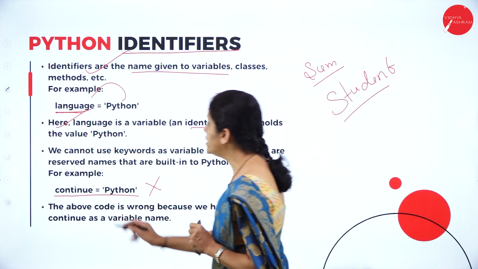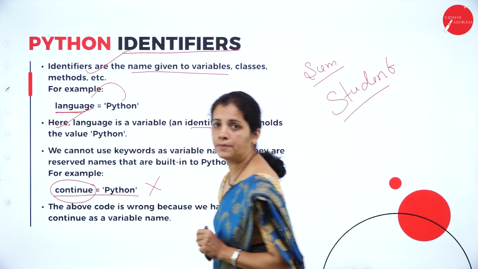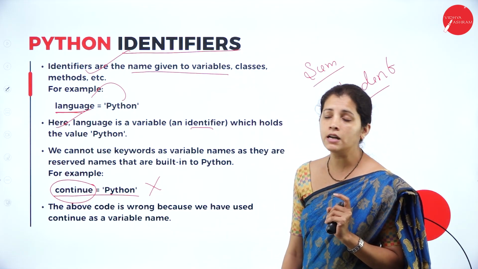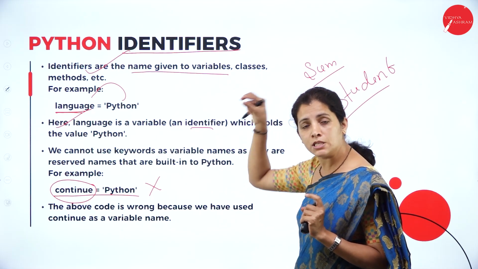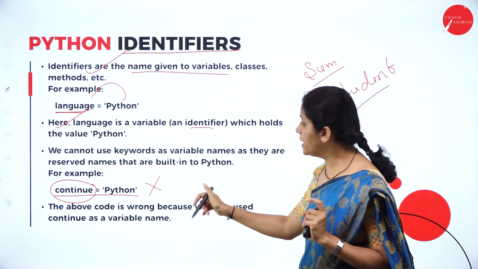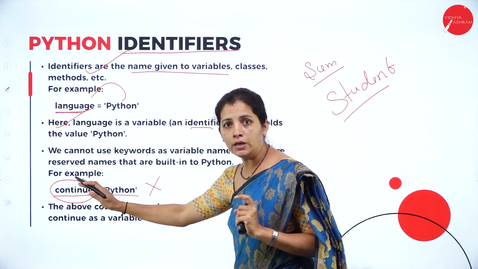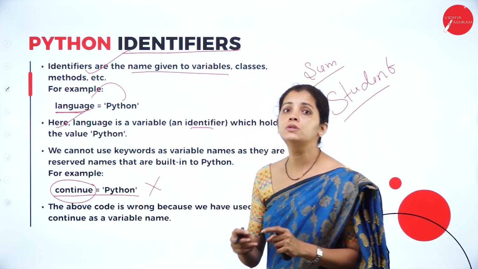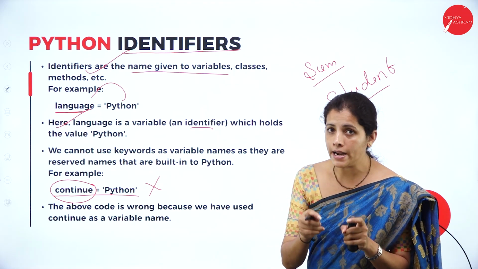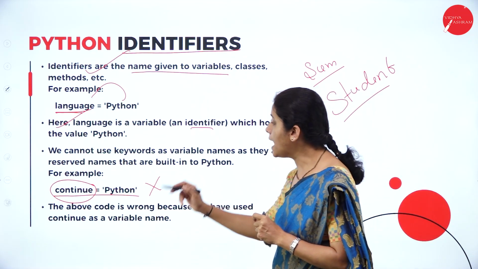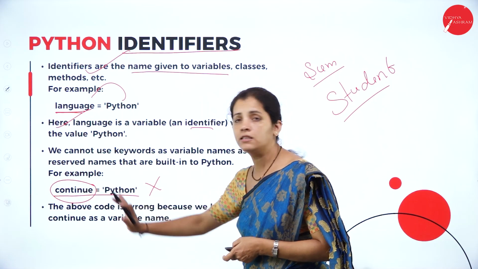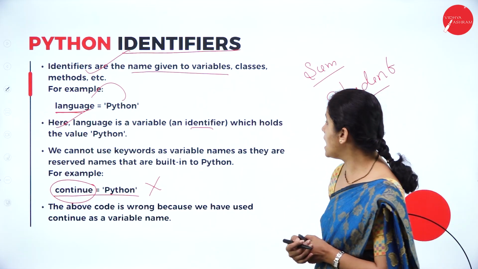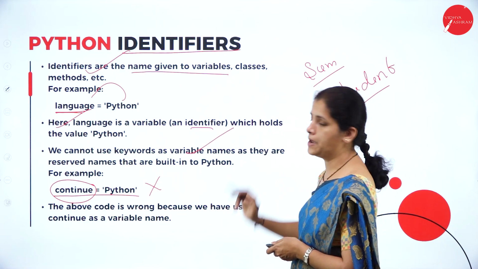Because here continue is a keyword. Then what is a keyword? Keywords are reserved words and they carry some specific meaning. So here continue is a keyword and I cannot use a keyword as my identifier. For that reason, the statement is wrong. So we cannot use a keyword as an identifier name.